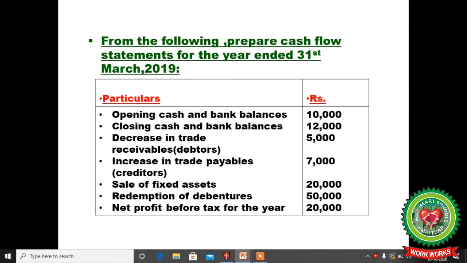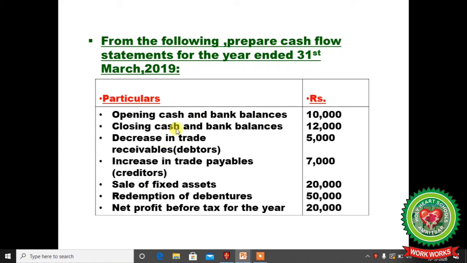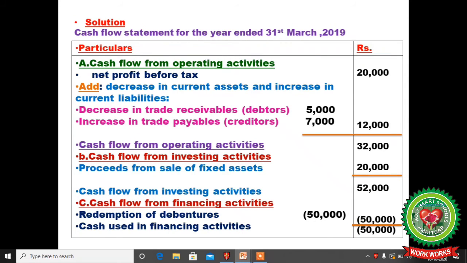So just check first of all the increase in trade payables. Trade payables here increase. What does it mean? It is an increase in current liability. So record the amount 5,000 here. Trade payables were firstly 7,000, then the 5,000 here is a decrease in the trade payables. Trade payables means current assets here decrease. So record 5,000, total amount here is 12,000. So from operating, 20,000 plus 12,000, 32,000 is the cash flow from operating activities.